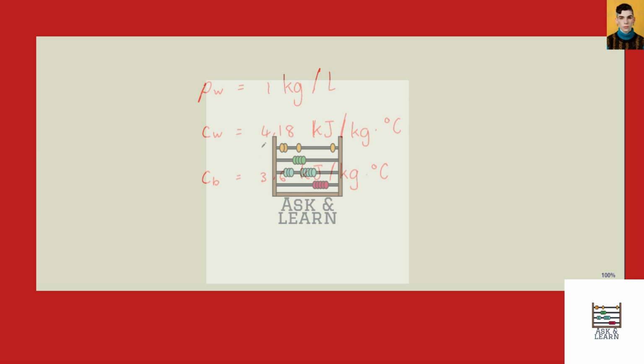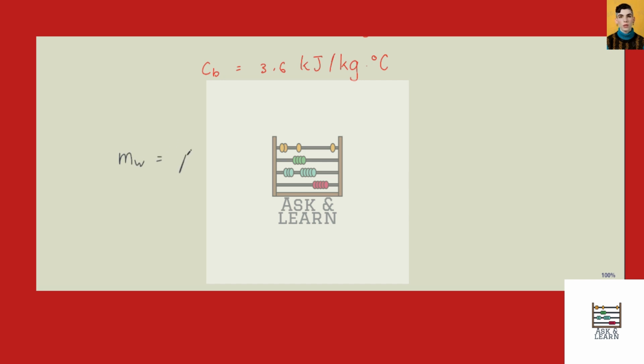The density of water is very nearly 1 kg per liter, and the specific heat of water at room temperature from our tables is 4.18 kilojoule per kg degree Celsius. The average specific heat of the human body, we call it C_B, is given to be 3.6 kilojoule per kg degree Celsius. So the first thing we need to do in this problem is find the mass of the water, m_W.